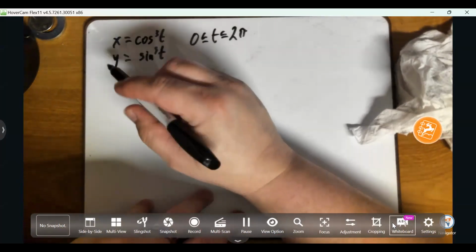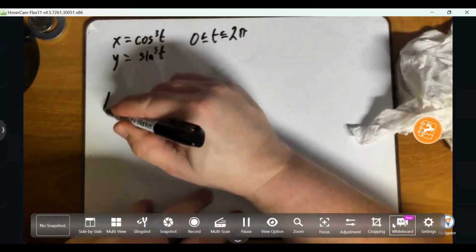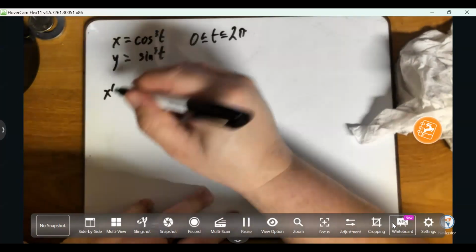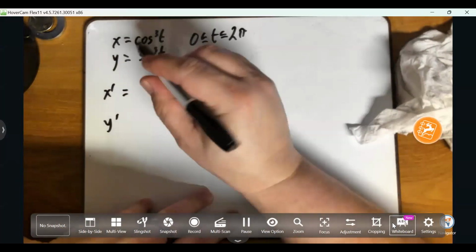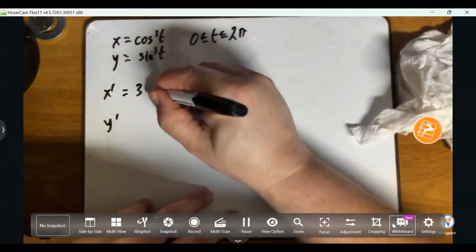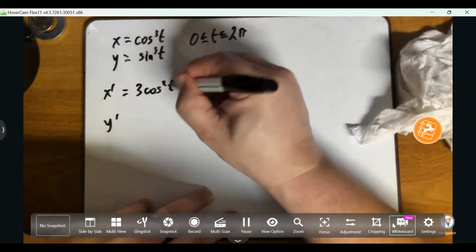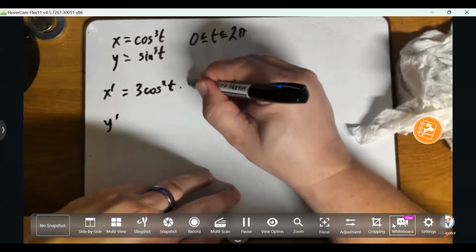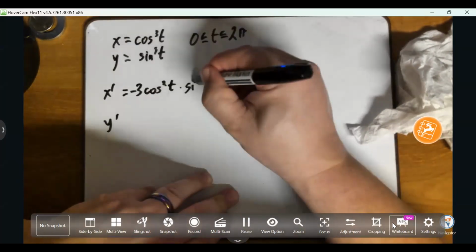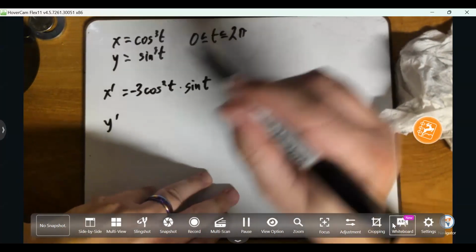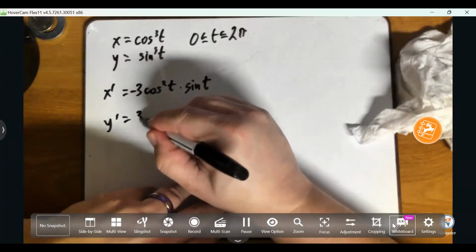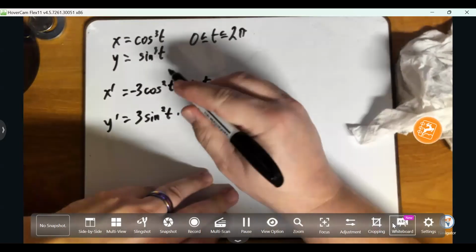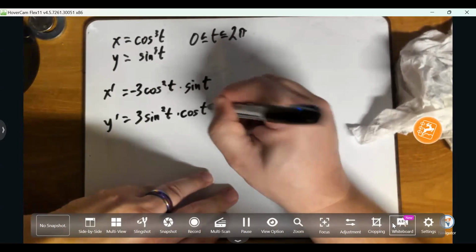The first thing is let's find the arc length. In order to do that, I'm going to need to know x prime, and I'm going to need to know y prime. So x prime here is going to be 3 cosine squared t, chain rule, times negative sine t, and then the y prime is going to be 3 sine squared t. Derivative of sine is cosine, so that's times cosine t.